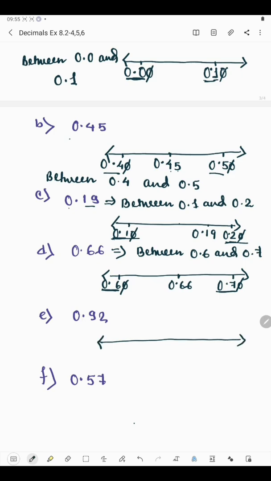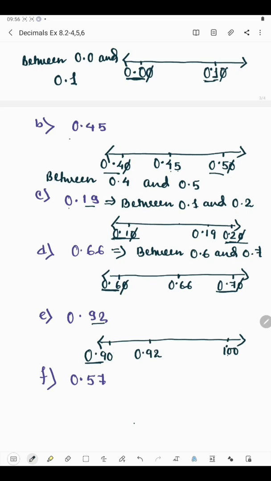Now 0.92, if you ignore the point here, it will become 92. Suppose it lies here, so 92 lies between 90 and 100. Now since the decimal is after 2 digits, here we will put the decimal after 2 digits, here also after 2 digits, and here after 2 digits. So it will become 0.9.